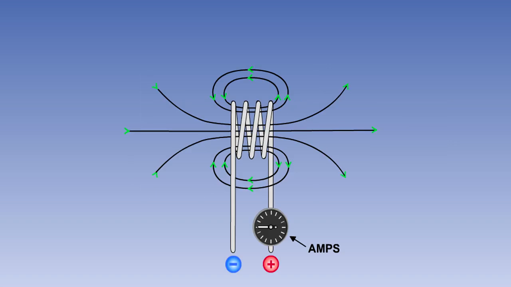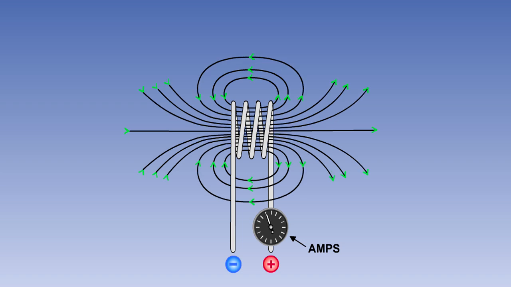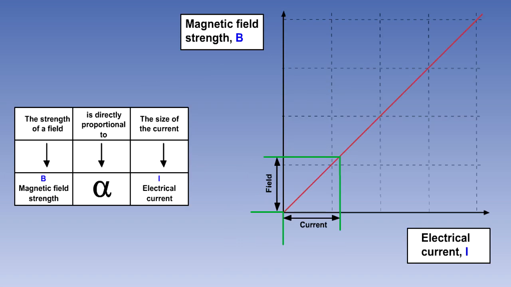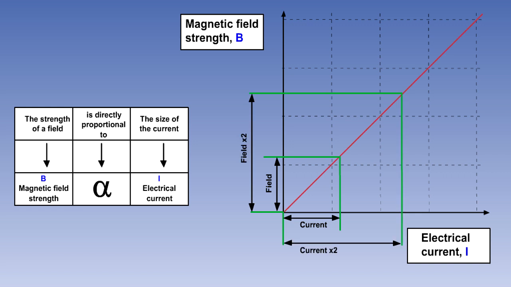The strength of a magnetic field produced by a coil is directly proportional to the strength of the current flowing through it. This graph represents visually the connection between the two variables, that is, the current flowing in an electromagnet and the strength of the field produced. As you can see, if the current flow is doubled, then the strength of the magnetic field is also doubled.